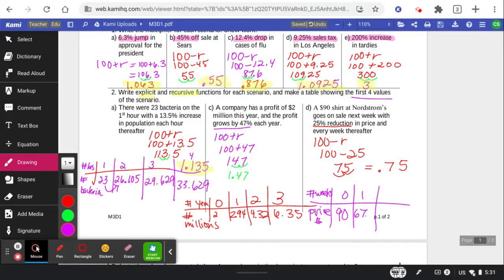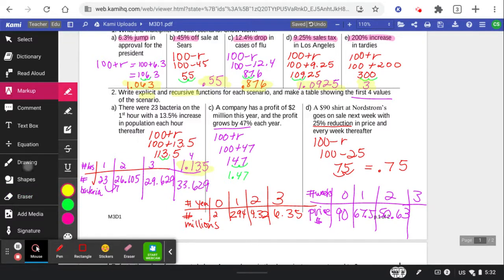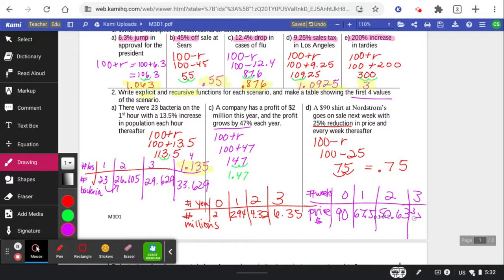The shirt is now $67.50 times 0.75 again. It's now $50 rounded to 63 cents. And one last time times 0.75. It's now down to $37.97. See how I can write that to fit. Hang on. Does that look like a $37.97 written sideways?